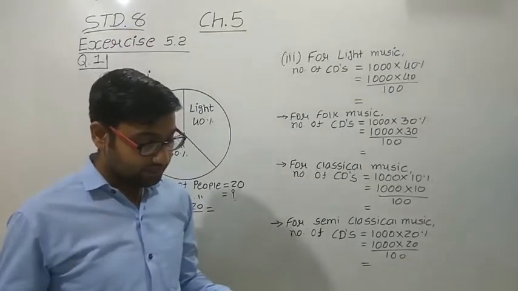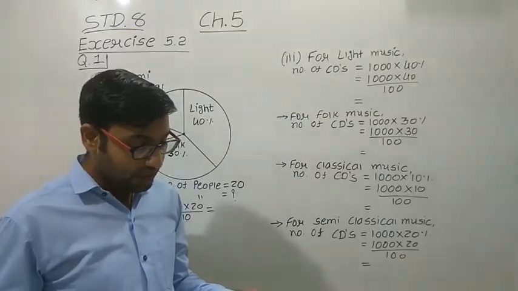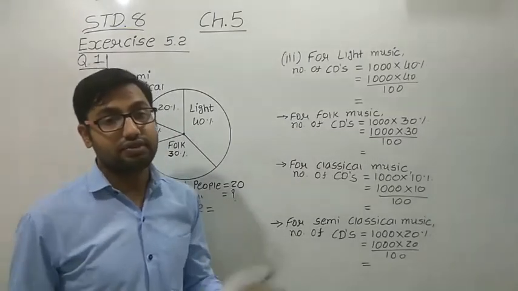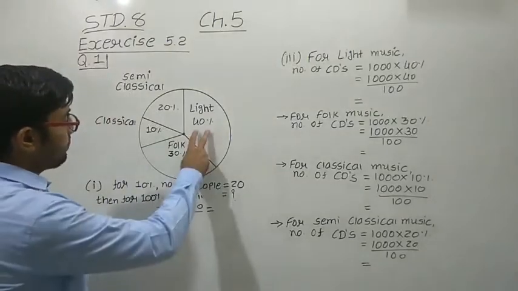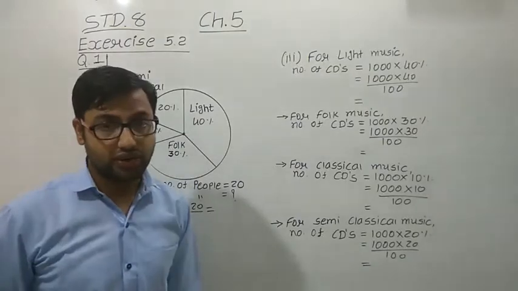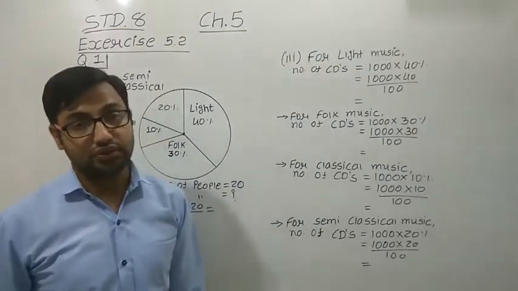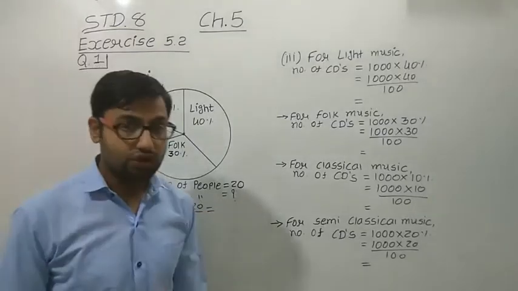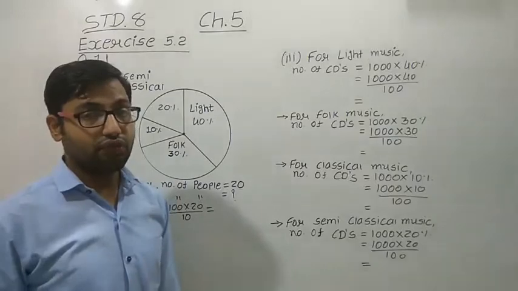The first one is: if 20 people liked classical music, how many young people were surveyed? Here we have been given only the percentage. It is not given whether 100, 200 or 500 young people were surveyed. So how many people were surveyed for this data? That we have to find out.